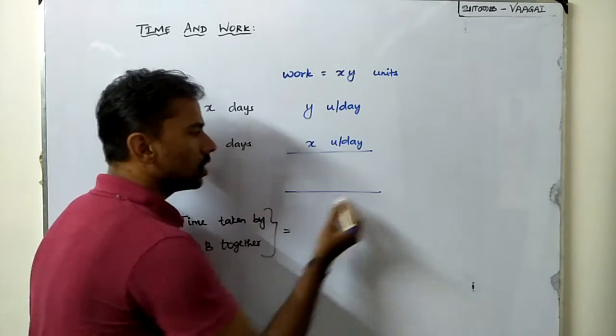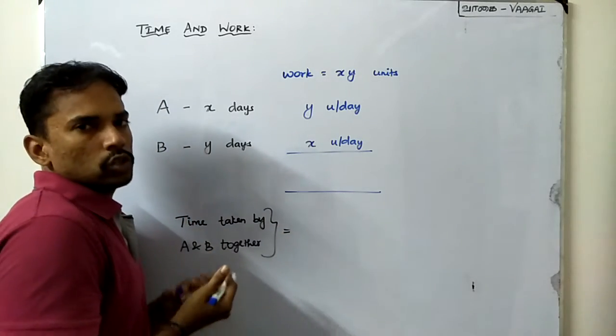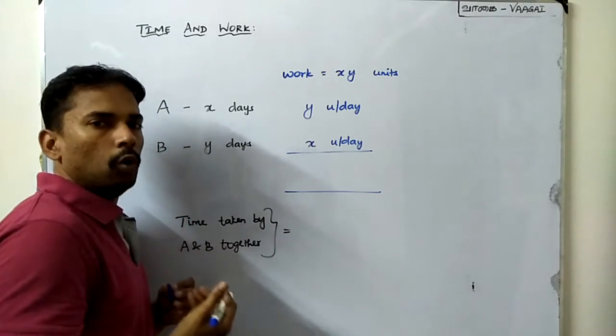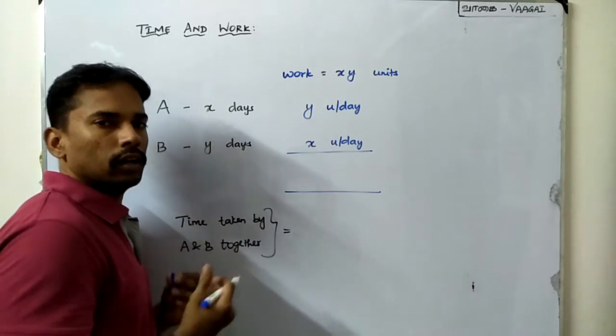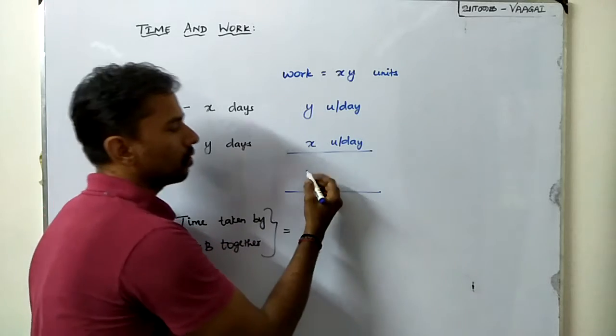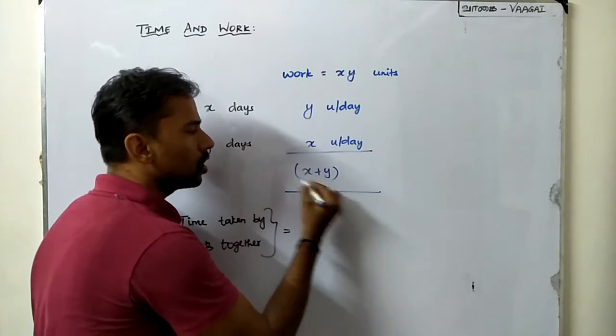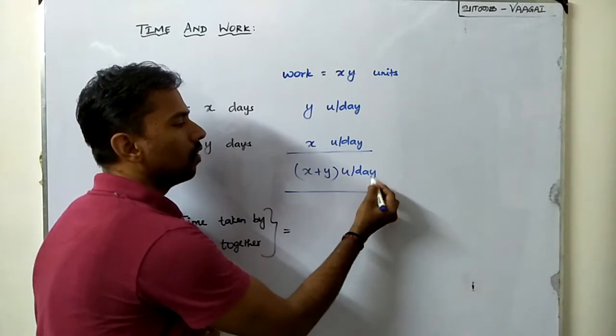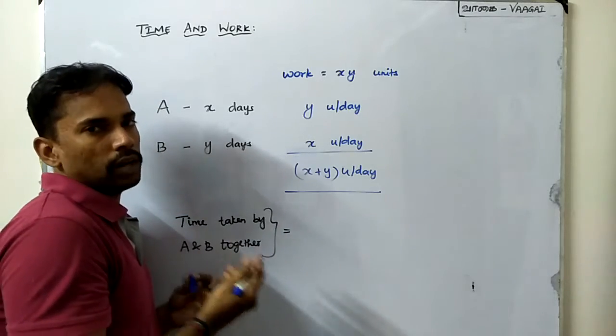Now they both are going to work together. If they are working together, how much will be their efficiency together? We just have to add the two efficiencies, X and Y. If I add it, I will get X plus Y units per day. So if they work together, this will be the efficiency they will have together.